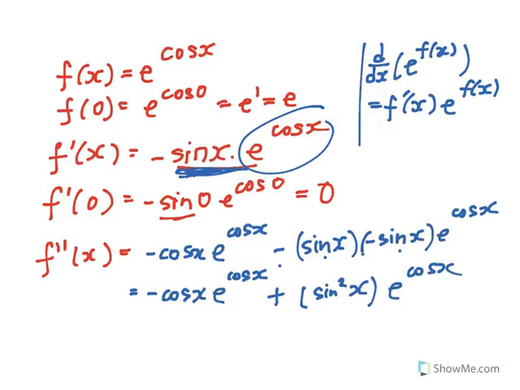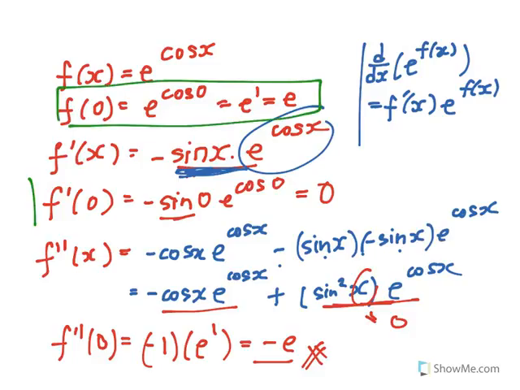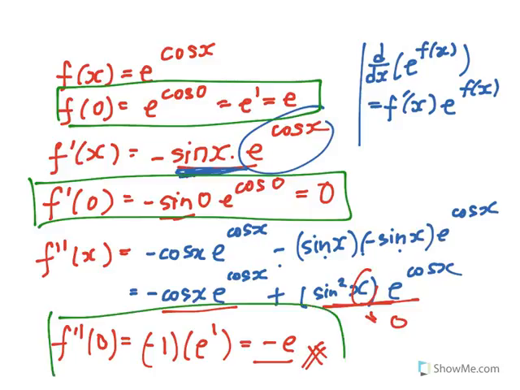With that you're almost done. The last step is to substitute into f''(0). Since sine 0 is 0, that term gives me 0. The other term gives me a negative cosine 0, which is negative 1, and e to the power of cosine 0 is just e to the power of 1. So the answer will just be negative e. Let me just use green to show you the important portion: f(0), f'(0), and f''(0). So have we answered the question?